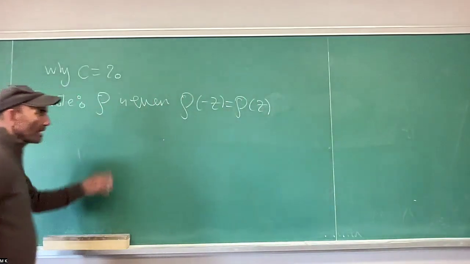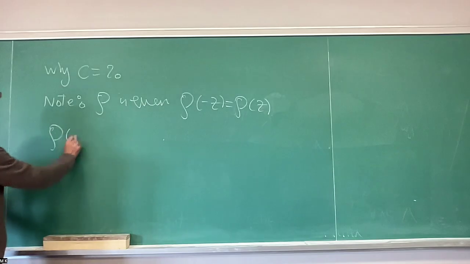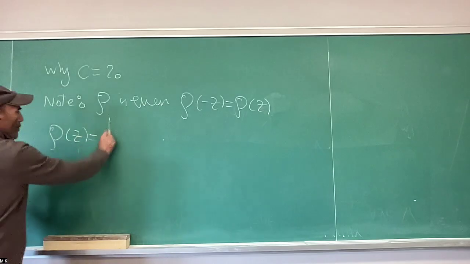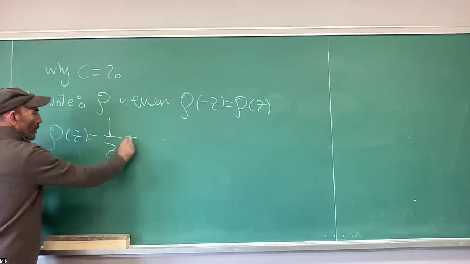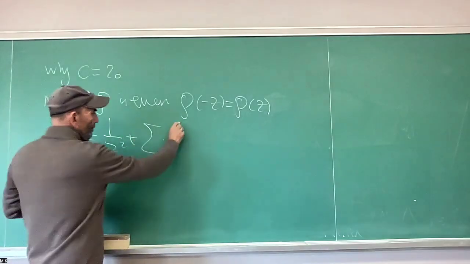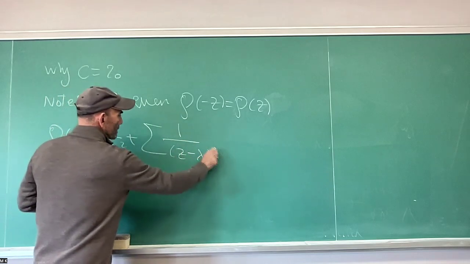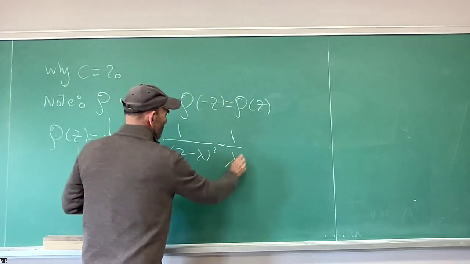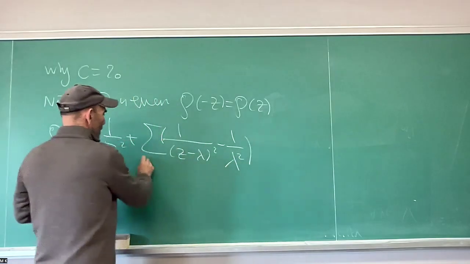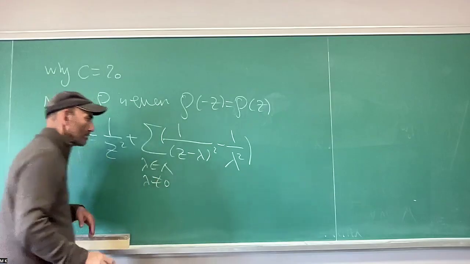Okay, so yeah, let's write the thing. What was P of Z? It was 1 over Z squared plus the sum of 1 over (Z minus lambda) squared minus 1 over lambda squared, with lambda belonging to the lattice, lambda different from 0, right?